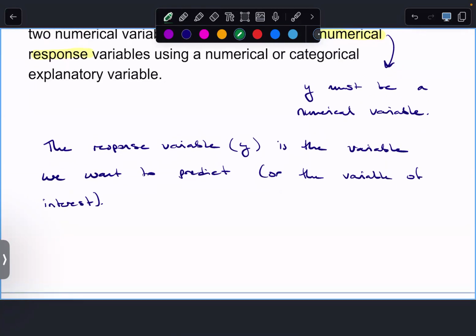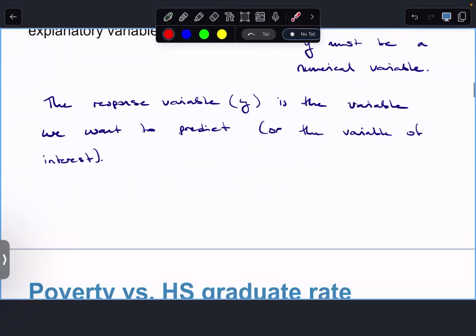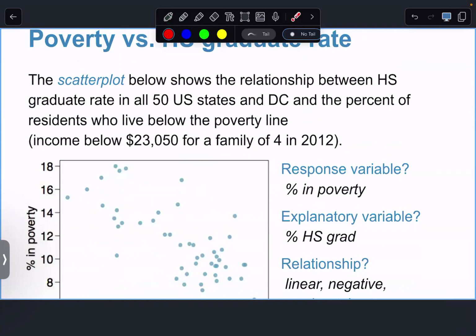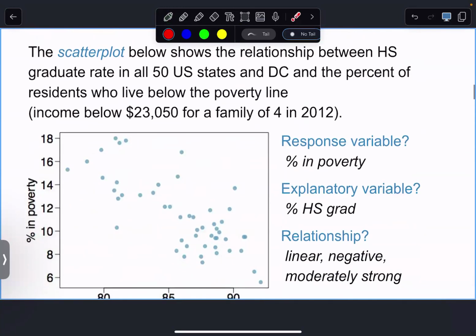So the thing that we're interested in is going to go on the y-axis. In this case, we're going to talk about the poverty rate versus the high school graduate rate in all 50 US states and DC, which is not a state, very particular, I guess. And the percent of residents who live below the poverty line, which is defined as any income below $23,050 for a family of 4 in 2012, which is outdated, obviously, but those are the parameters.